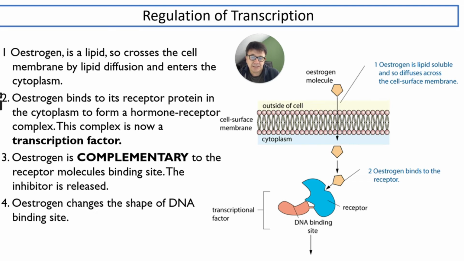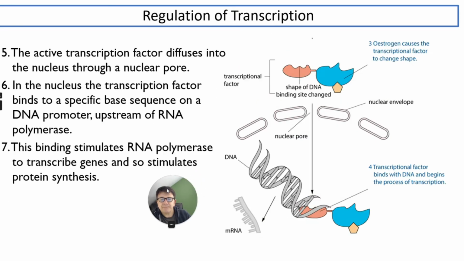So as I just said, estrogen is complementary to the receptor molecules, and an inhibitor is released. Now, they don't show the inhibitor in this diagram, but it just means that the inhibitor is released, and therefore it can then travel through the nuclear pore, into the nucleus. So estrogen changes the shape of the DNA binding site, allowing it to then move through. So here we can see the shape of the DNA binding site is changed, and it's the estrogen that causes the transcriptional factor to change shape. So it then travels through the nuclear pore.